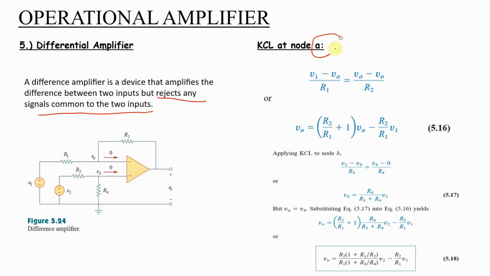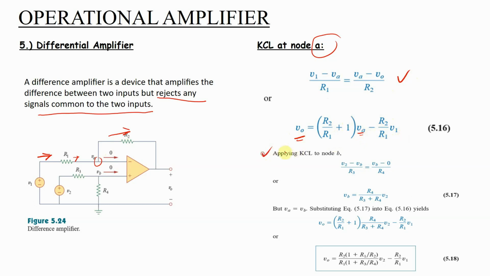So let us take KCL at node A first. Let us derive the general equation for this. V1 minus VA is equal to VA minus VO, divided by R2. So this current here will be equal to this current, right? This current here will be equal to this current. So we will have this equation. Simplifying this equation, we have V out is equal to R2 over R1 plus 1 multiplied by VA minus R2 over R1 V1, right?